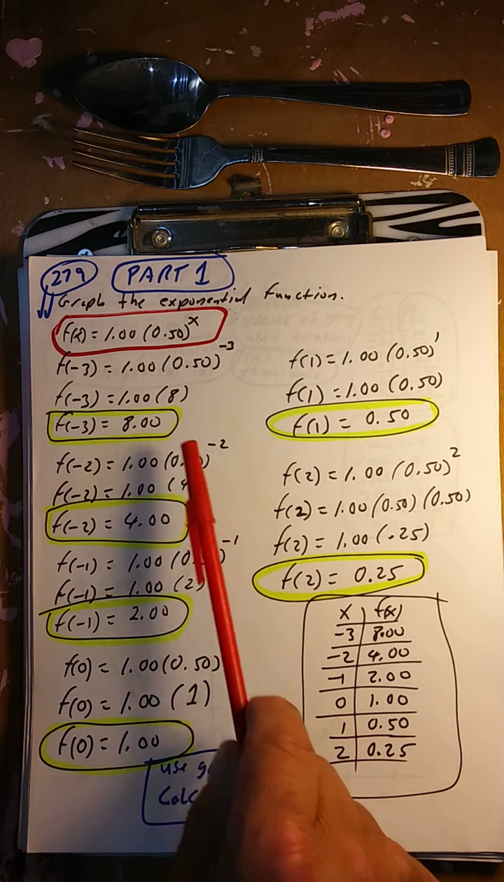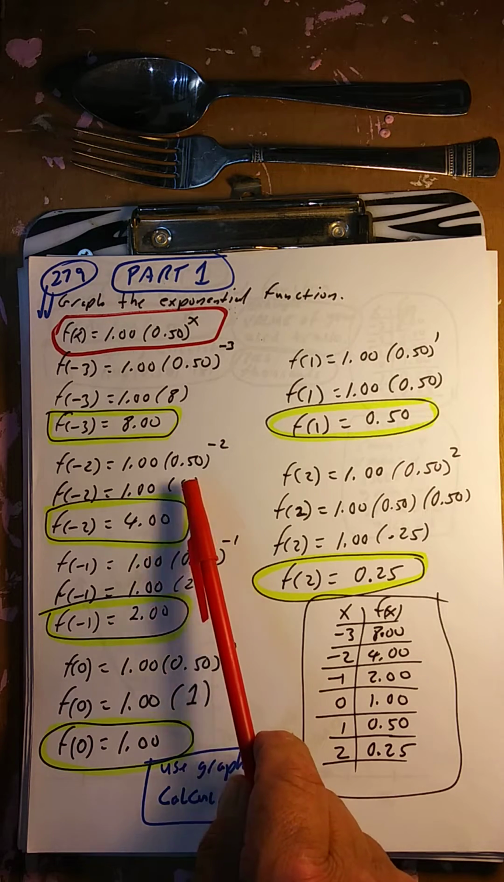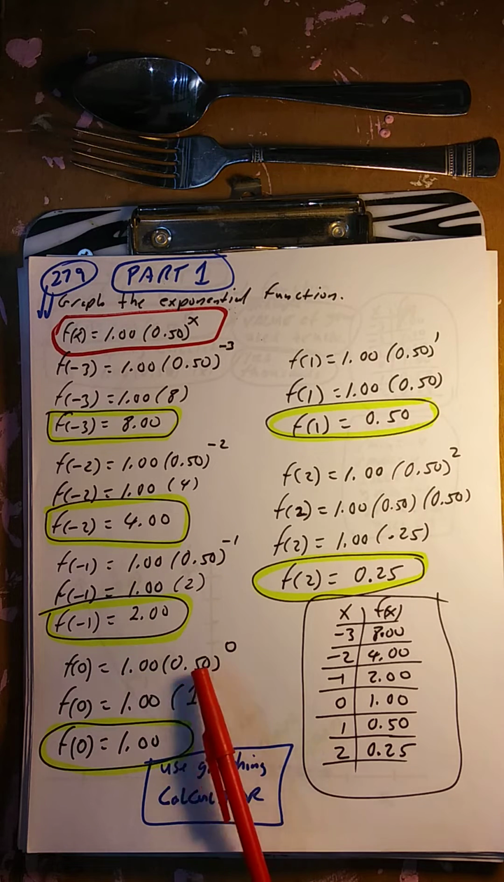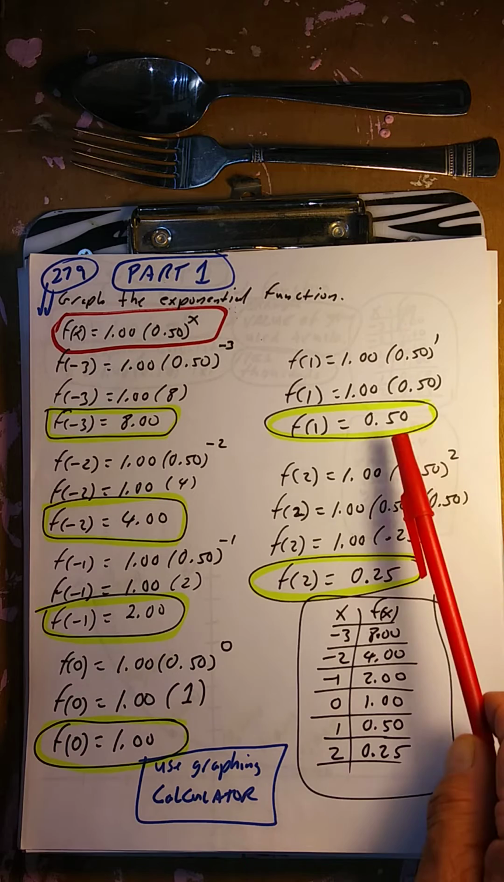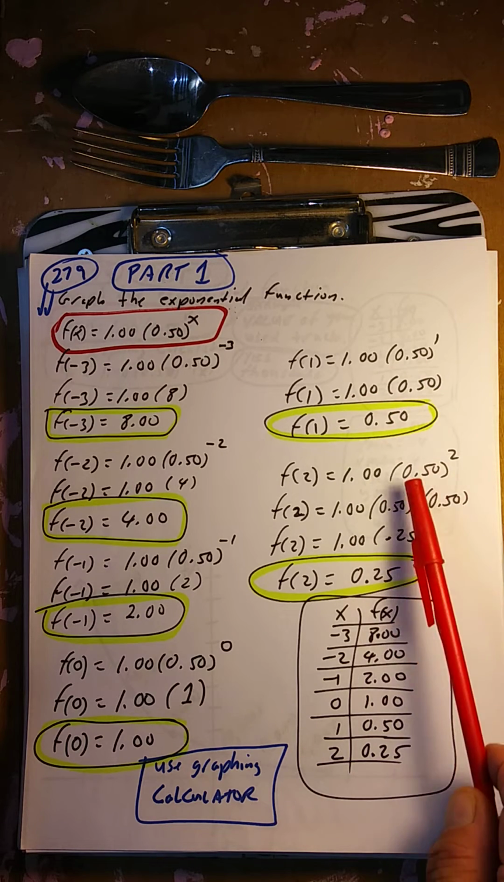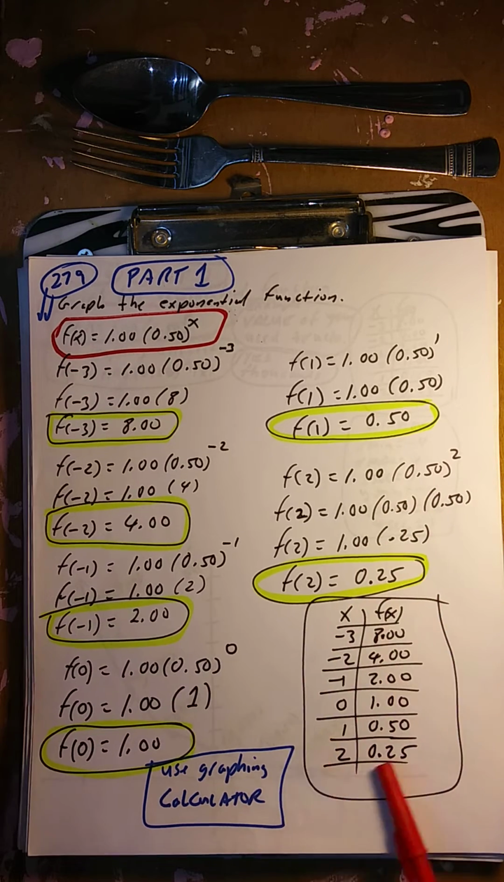Times this is 8.0. Put this in the machine. To the negative 2 power is going to be 4. 4 times that. That's going to be 2 times that. This to 0 is 1. 1 times that. This is going to be 0.50 times that is 0.50. And this to the second power is going to be 0.25 times that. 0.25. So we have a table and we have numbers.